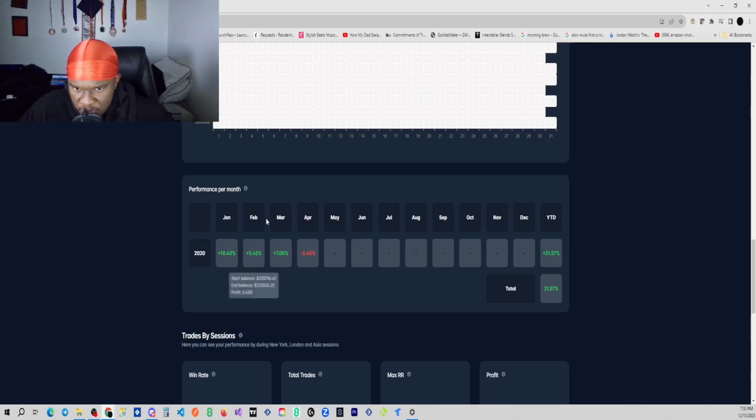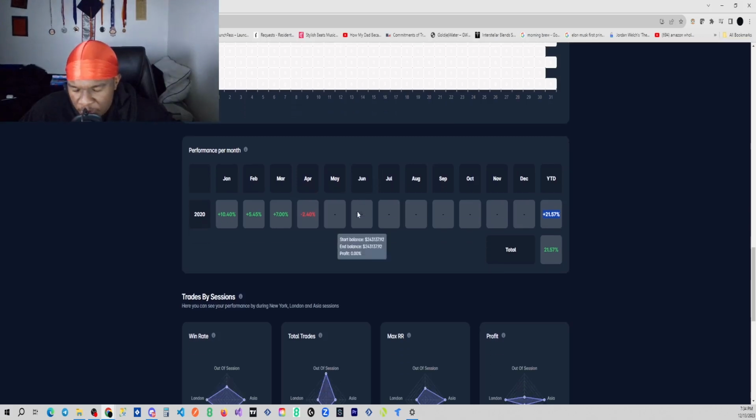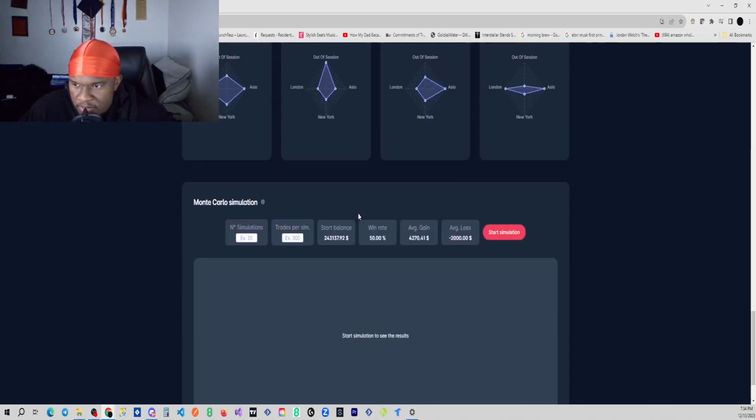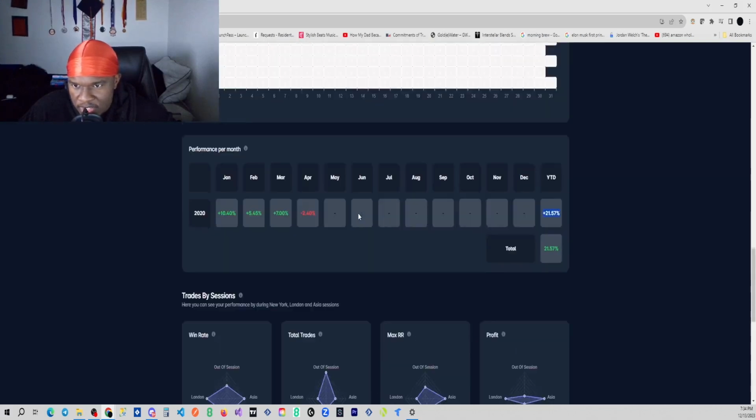You can see this month I made money, this month I lost money. But again, all these profitable months make up for it. And I'm not done with this month yet. For the most part, you can see so far year to date, up 21.5%, which is amazing. And it gives you all of these stats, which is very cool.